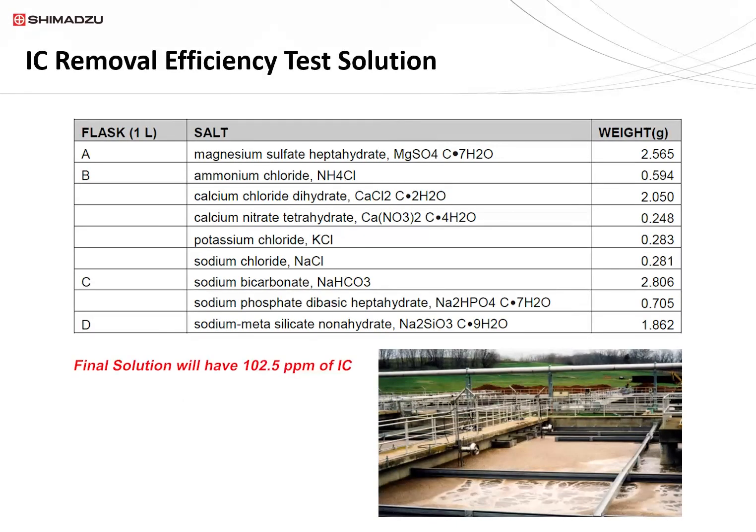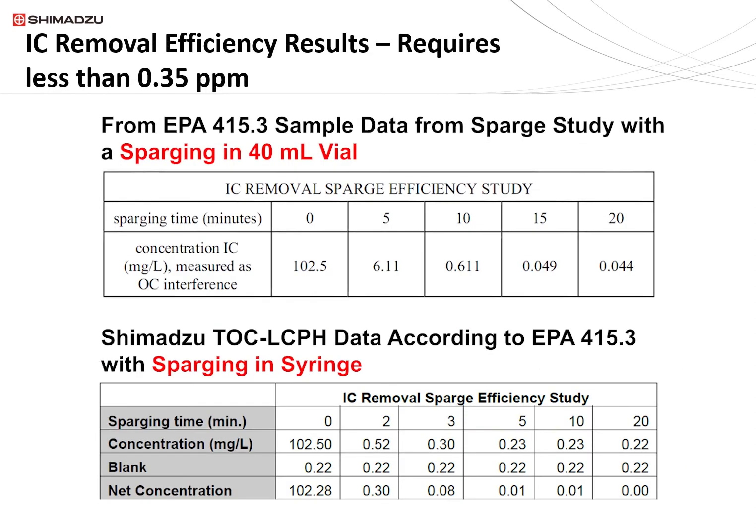The method requires inorganic carbon, or IC, removal efficiency tests. A solution of 9 different salts is made up to simulate that of a waste treatment facility. The final concentration of inorganic carbon is 102.5 ppm. There are 2 IC removal efficiency studies shown here. The top table is from the method itself using the 40 ml vial to sparge.